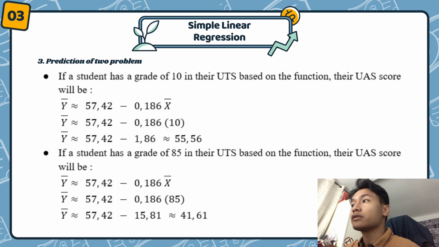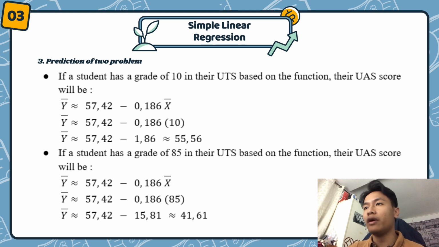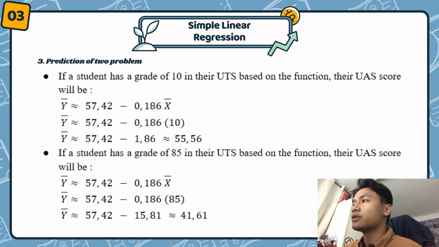The second example is when the UTS grade is 85. We just input it into the equation: 57.42 minus 0.186 times 85, and then we get the result, 41.61.